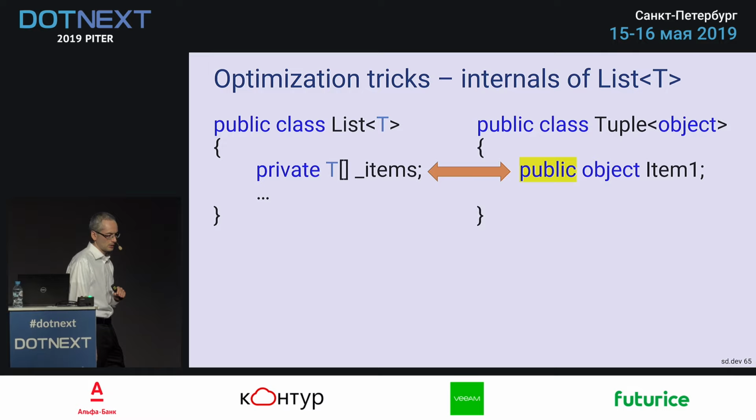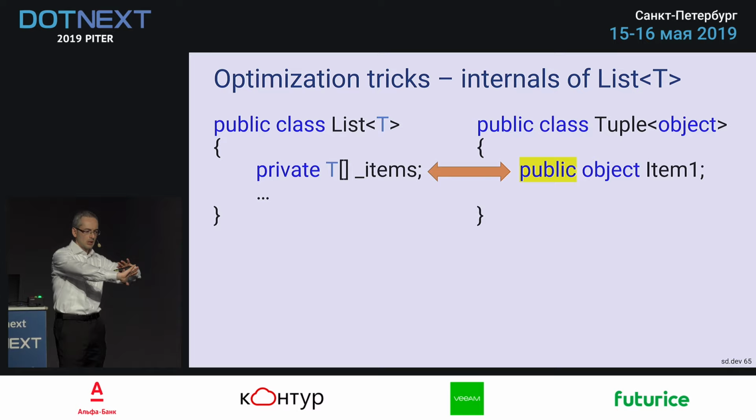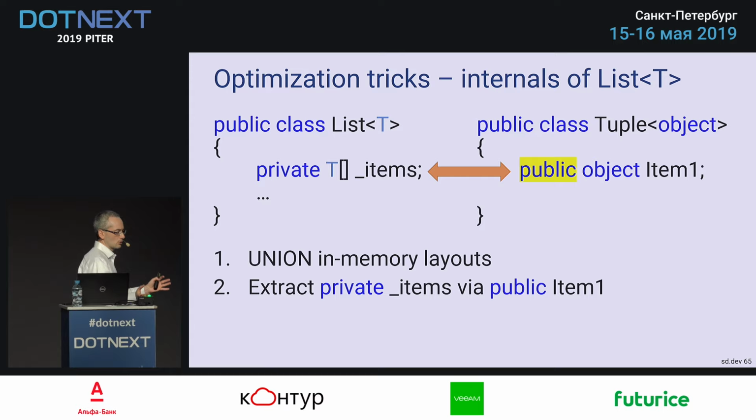So the trick that I'm thinking of is that if I could somehow superimpose the memory layouts of both of those objects, one on top of the other, I would be able to extract the private items via the public Item1. That's the high-level strategy. So I'm thinking about creating a union of those two in-memory layouts, and then extracting this internal _items via the public Item1. Let's try to implement something like that.